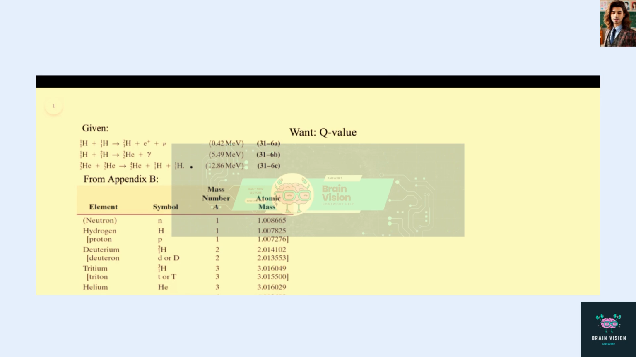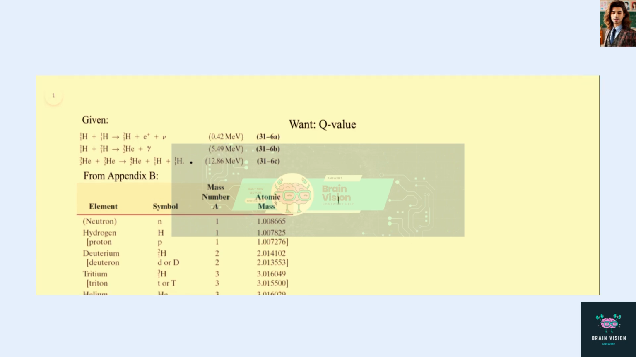Hello everyone, I'm doing problem 30 of chapter 31. This question concerns the proton-proton chain, which is a fusion reaction describing the energy output of our sun.